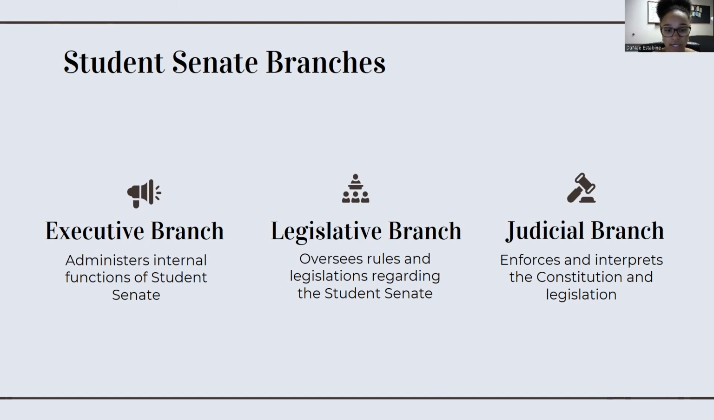Then the legislative branch is the Speaker of the Assembly and the Internal Affairs Director, as well as all the elected senators who are the ones writing legislation and voting on it and doing those legislative tasks. Then the judicial branch is the Election Commission and the courts.